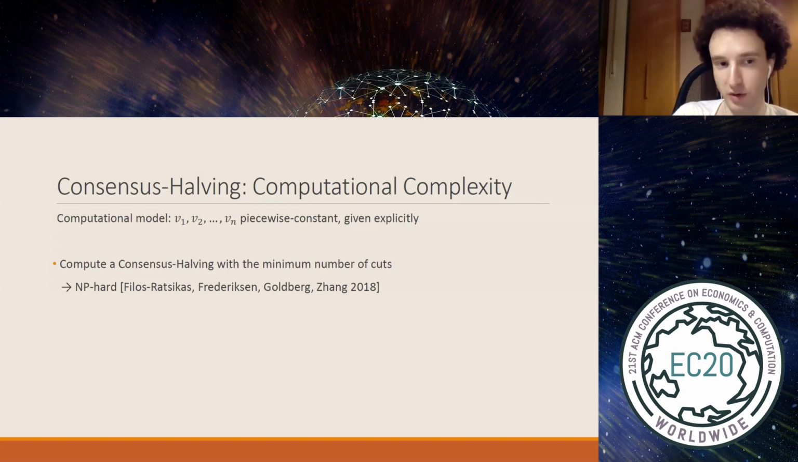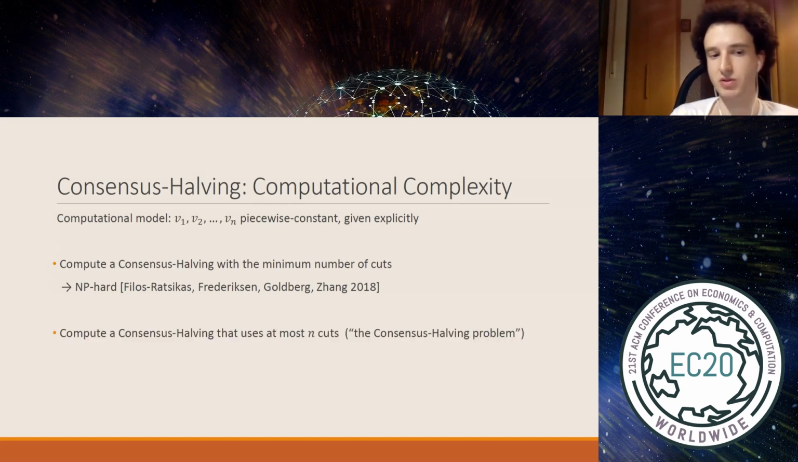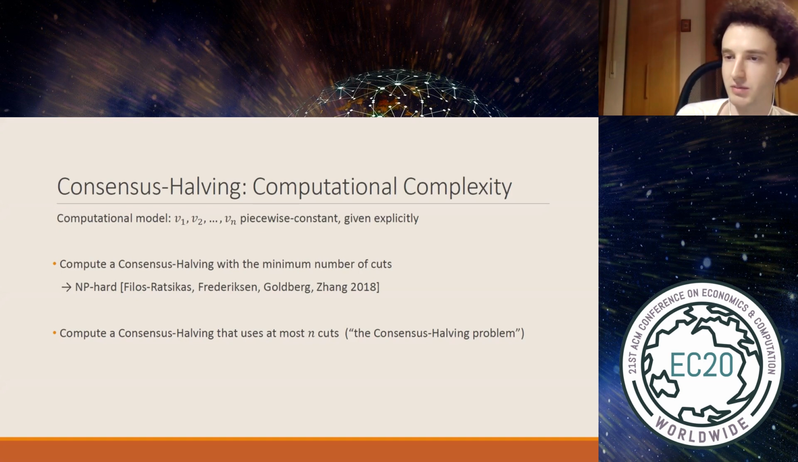What is a more reasonable question then? Let's compute any consensus halving that uses at most n cuts. By the consensus-halving theorem, we know that such a consensus halving necessarily exists. So it's a reasonable question to ask the algorithm to just return any such consensus halving, which uses a reasonable number of cuts, n. So for the rest of this talk, this is the problem that we will consider, and I will refer to this problem as the consensus halving problem.